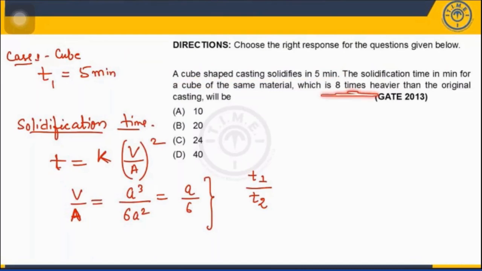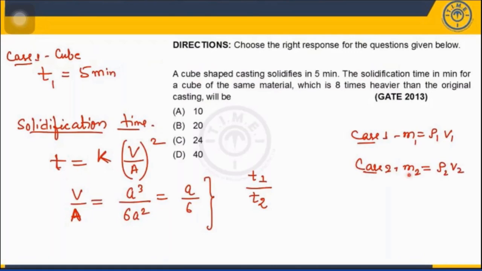Now the second case is 8 times heavier than the original casting. So this is the original casting. Now in the second casting, the mass is 8 times heavier. Let us suppose in case number 1, the mass M1 is ρ1 into V1, density into volume. Case 2, the mass M2 will be ρ2 into V2. And it is given that M2 is 8 times of M1. You know the density will be the same because you are using the same material. If you equate this, M2 is equal to 8 times of M1, 8 times heavier than the original casting. So that means V2 is equal to 8 times of V1. Can I write A2 is equal to 2 times of A1?